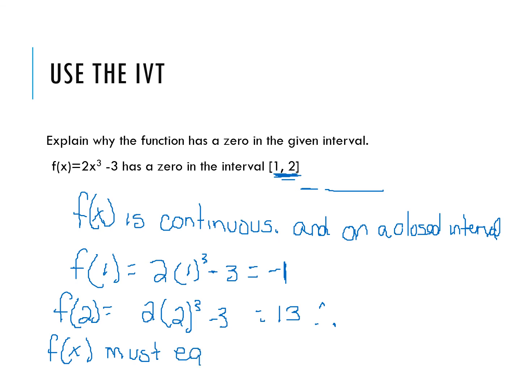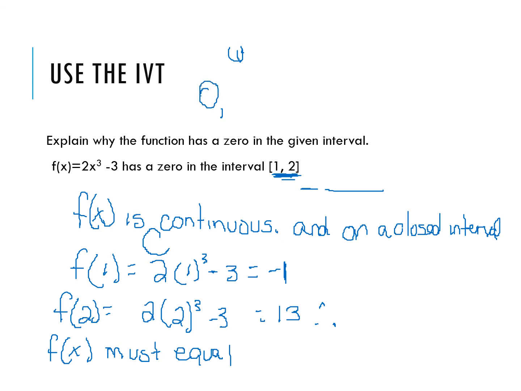I could also say f of x has to equal 12 at some point because 12 is between -1 and 13. I can also say that f of x has to equal 10 somewhere between 1 and 2 as well. I don't know what that value is. I just know that somewhere between 1 and 2, f of x has to equal 0, which is what it asked.